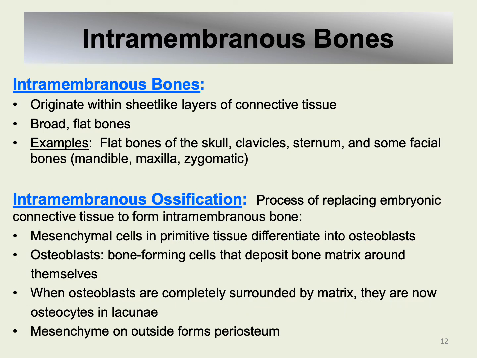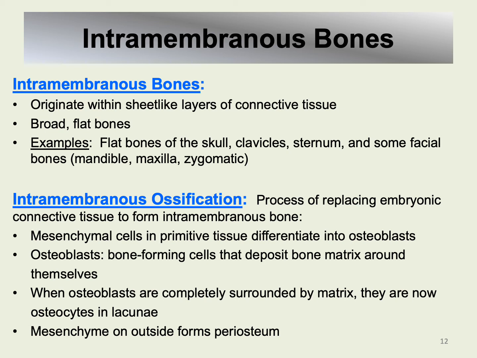So as we said, intramembranous bones originate within the sheet-like layers of connective tissue. They are generally the broad and flat bones. Good examples of intramembranous bones, which you need to know: flat bones of the skull, clavicle, sternum, and some facial bones such as mandible, maxillae, and zygomatic cheekbone. Intramembranous ossification is a process of replacing the embryonic connective tissue to form the intramembranous bone.